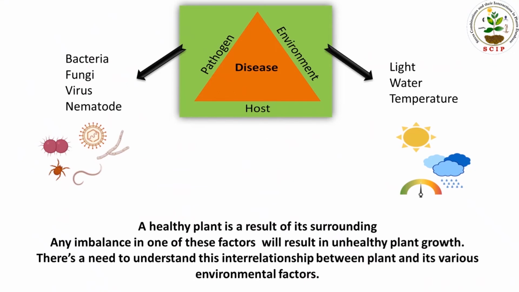Firstly, let's go over a quick introduction of what combined stress in plants means. When a plant is growing in the environment, there are several environmental or abiotic factors such as light, water, and temperature that can affect plant growth. Also, there are biotic factors or microorganisms such as bacteria, fungus, virus, and nematode that can induce disease conditions in a healthy growing plant.